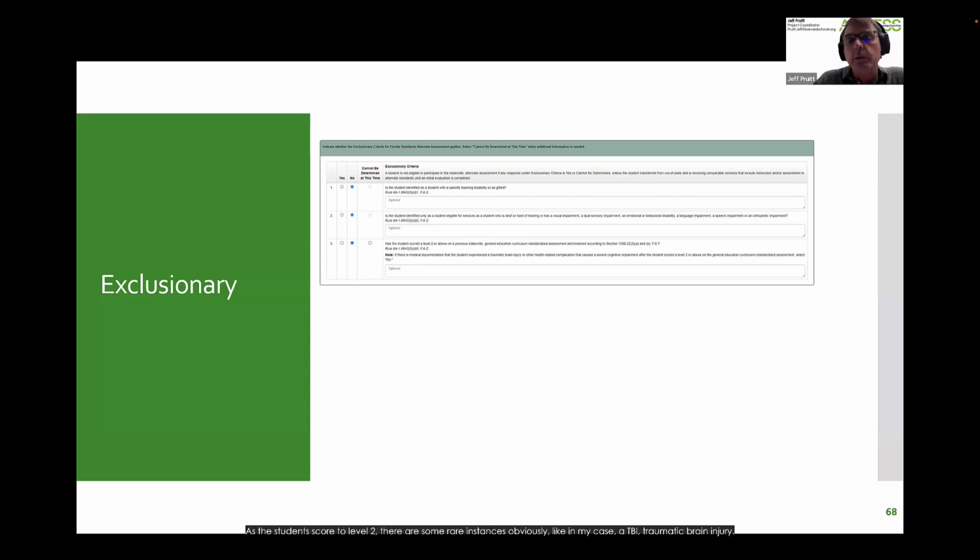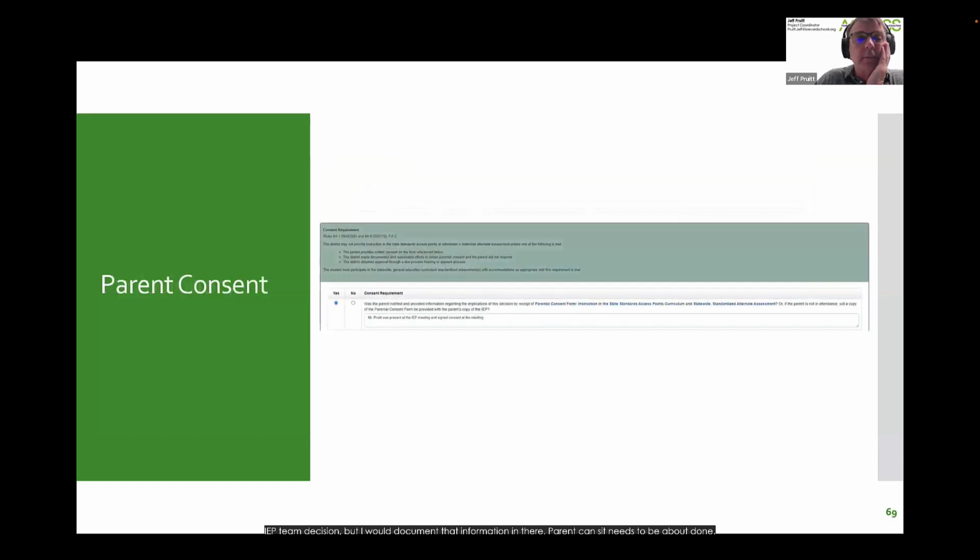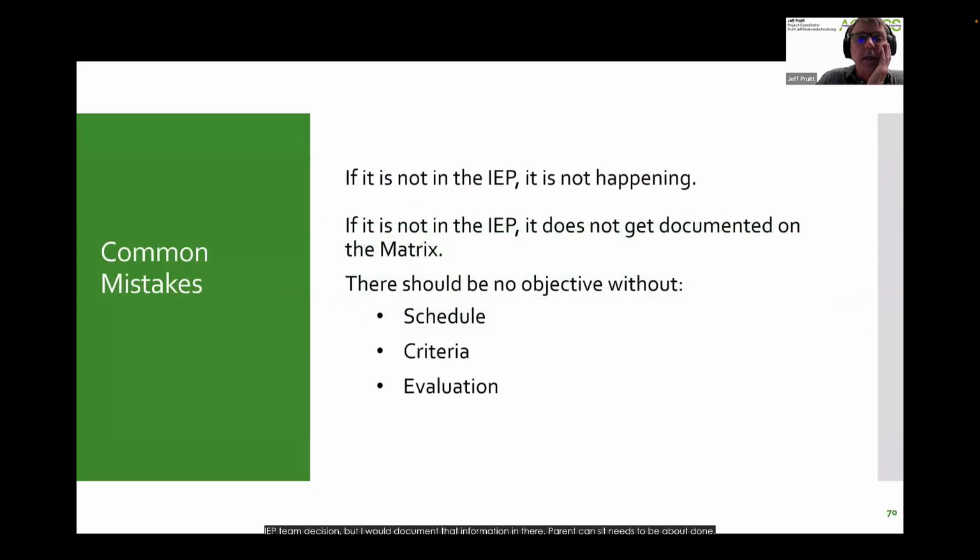Has the student scored a level 2? There are some rare instances, obviously, like in my case, a TBI, traumatic brain injury. We might be functioning at a level one day and then a different level the next day because of a traumatic event. And there are other instances around the state where we've heard that students that are truly on access points, before being put on access points, got lucky and Christmas treed or selected C's on all the answers and scored a 2. Again, it's an individual IEP team decision, but I would document that information in there. Parent consent needs to be done.